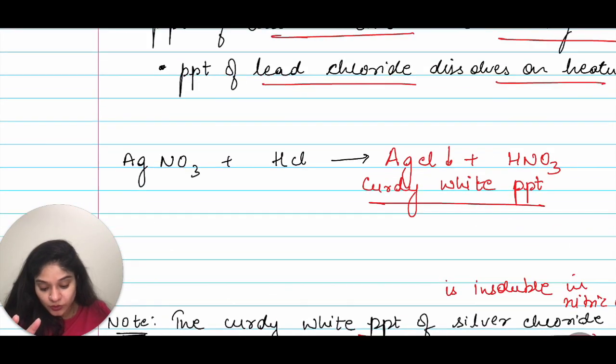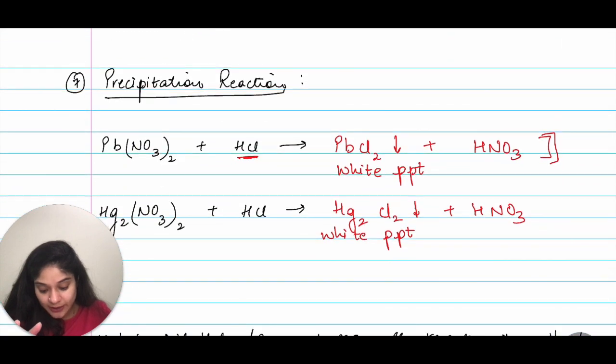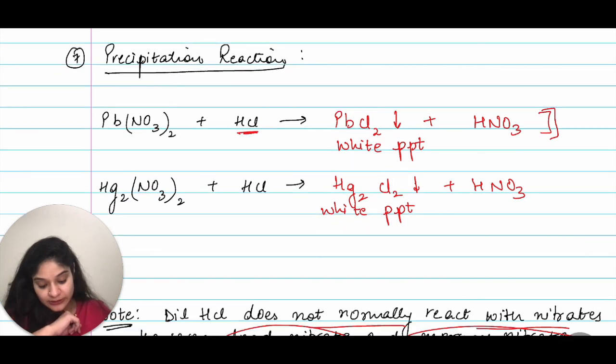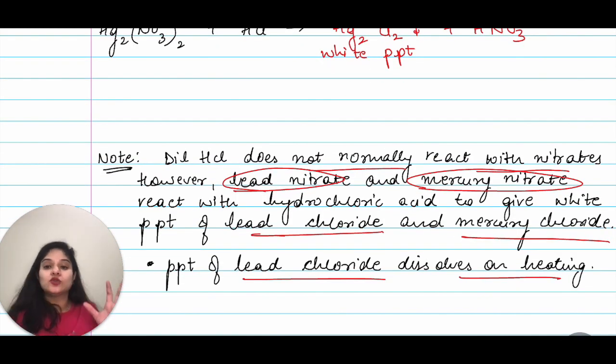So what have we understood so far? Let's come back here to precipitation reactions. Regular nitrates do not react with HCl acid, but dilute HCl does react with lead nitrate and mercury nitrate. When it does react with these two, we get two white PPTs, your lead chloride PPT and your mercury chloride PPT. Along with that, you get nitric acid. The lead chloride PPT will get dissolved if we continue heating. That means as you continue the reaction, it may get dissolved and disappear and you won't see the PPT anymore.